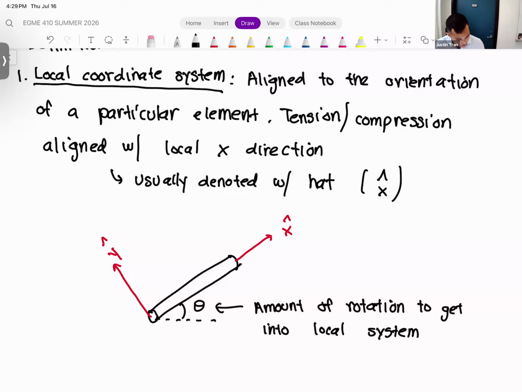Okay. The other coordinate system that we need is what I call the stationary coordinate system.